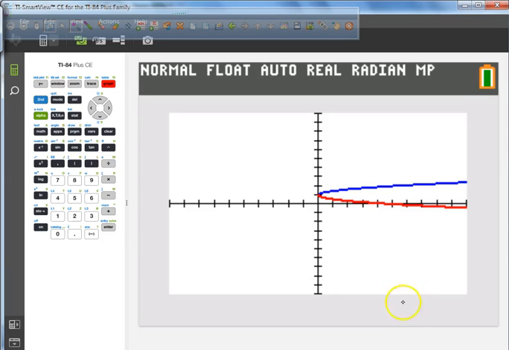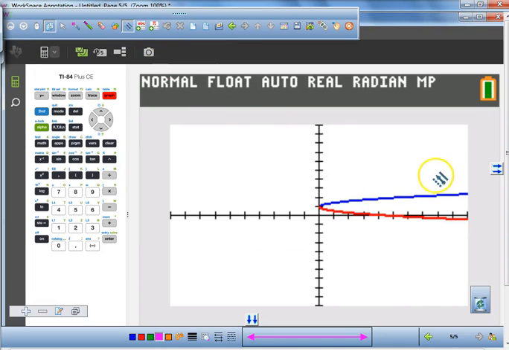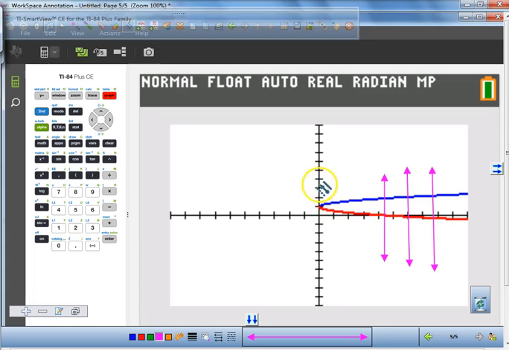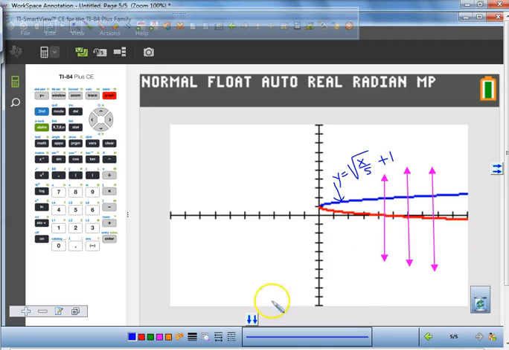Then hit graph. Now what do you notice? What was a function, if I were to do a vertical line test, how many places does the vertical line now touch? 2, right? No matter where I put it, except for right there. Remember, the blue part of the graph was y equals the square root of x divided by 5 plus 1. The red portion was y equals the negative radical. Okay? So you have to graph both of them.